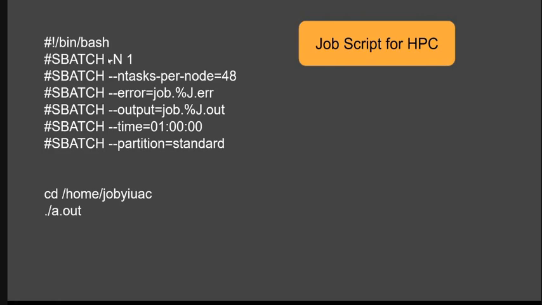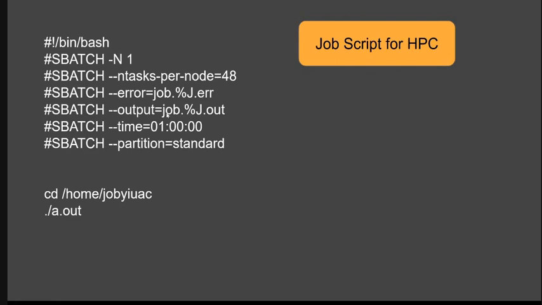Next is hash sbatch. You can think of sbatch like defining parameters. So sbatch means I'm defining a parameter, minus capital N. Capital N means number of nodes. So minus N, I have written space 1, which means I want one node. And then I have hash sbatch minus minus ntasks per node. What do I mean by that? How many CPU cores I require for this task.